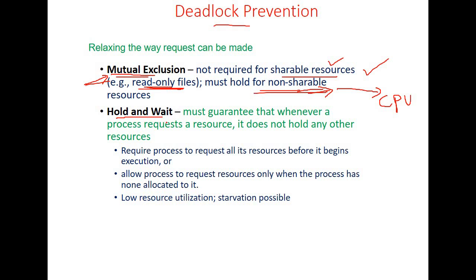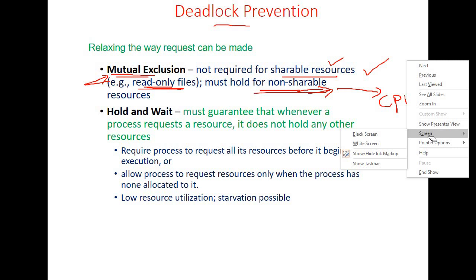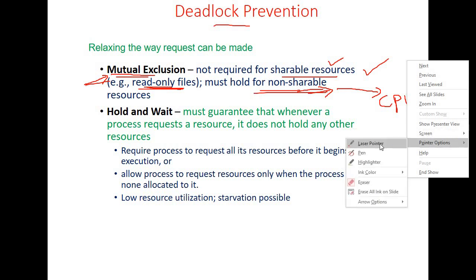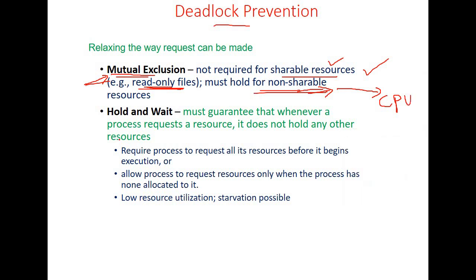Coming to hold and wait. Hold and wait must guarantee that whenever a process requests a resource, it does not hold any other resource. That means every process should request all its resources before its execution, or allow a process to request resources only when it has no resources allocated to it. So this is the condition for hold and wait.